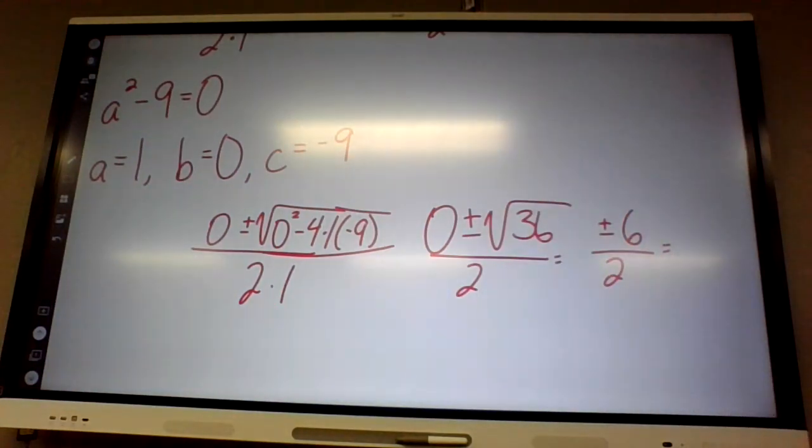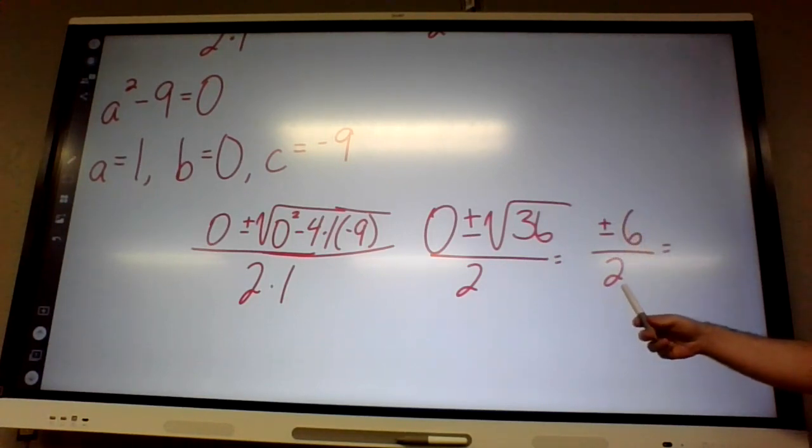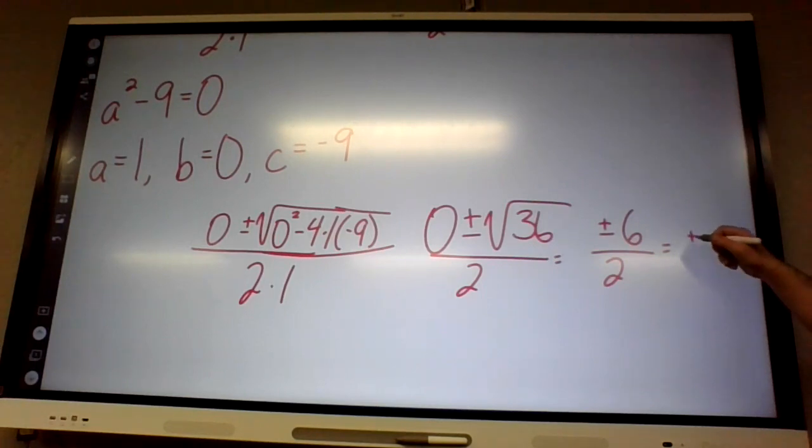When things are to the 0th power, that means they're 1. Anything to the 0 is 1. So what's positive 6 divided by 2? And what's negative 6 divided by 2? So it's just plus or minus 3 on this one.